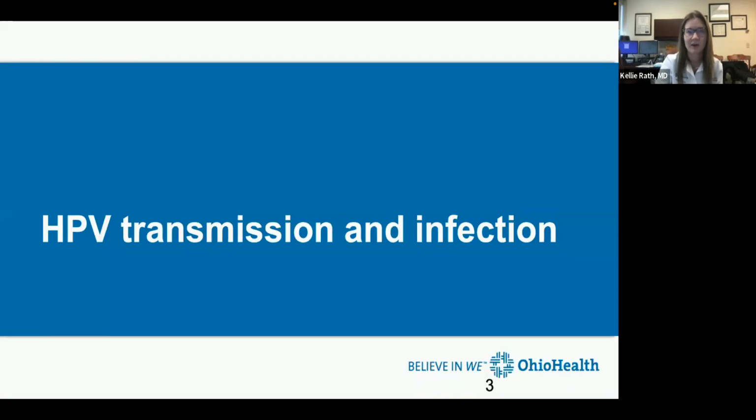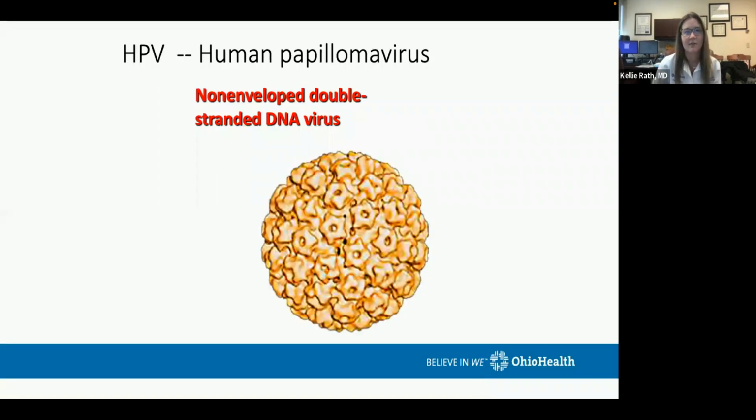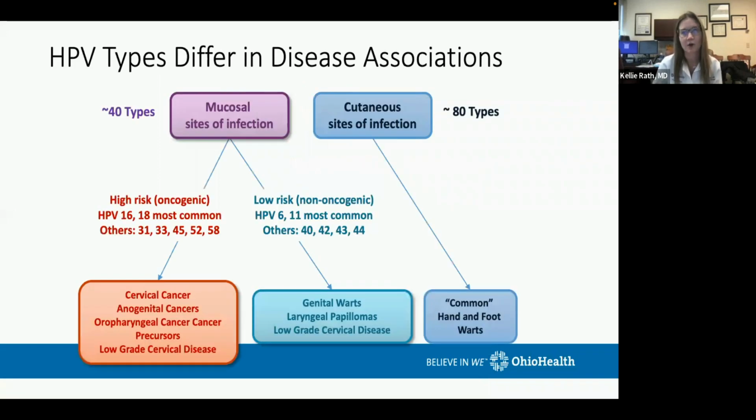So we'll start by talking about HPV transmission and infection. HPV is a non-enveloped double-stranded DNA virus, and it's associated with a host of different diseases in humans. There are multiple different types of infections. Some of them are cutaneous, these are our common hand and foot warts. And then there are the mucosal types of infections, probably 40 plus. There are both high and low risk types of mucosal infections.